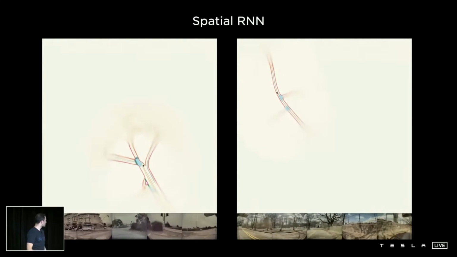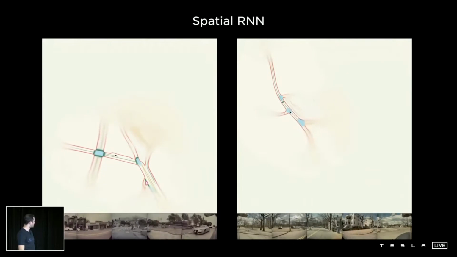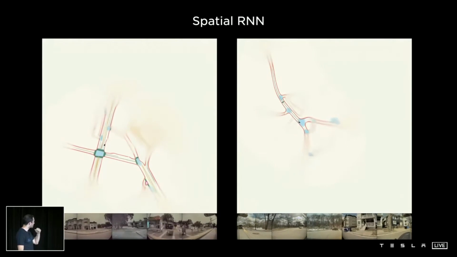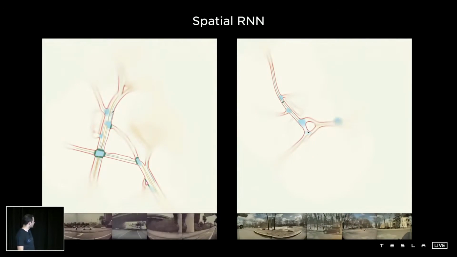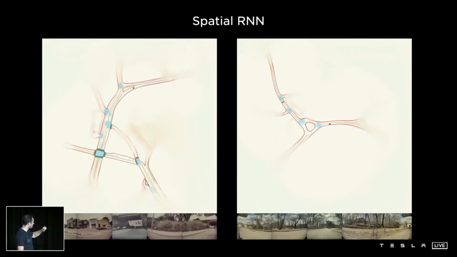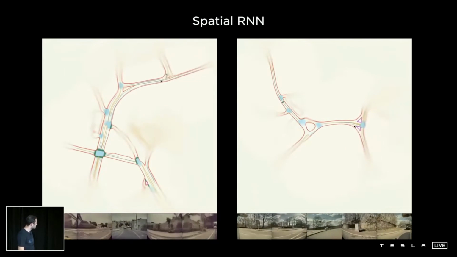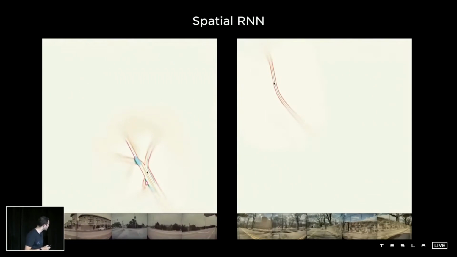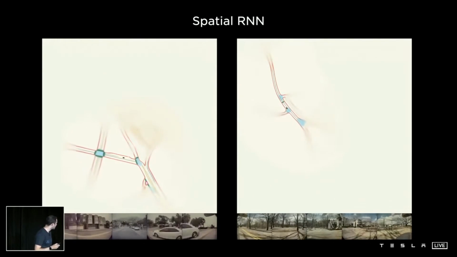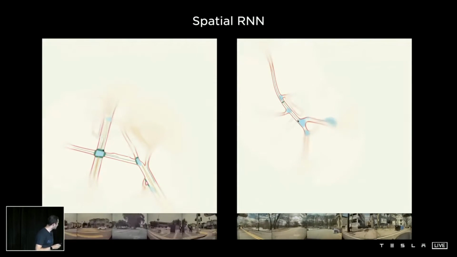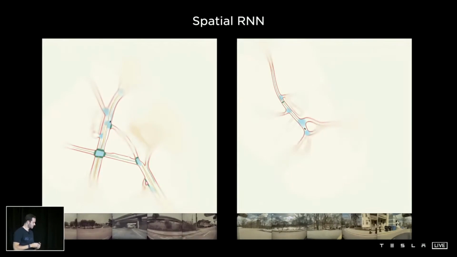Here's a few predictions that show what this looks like. So here we are making predictions about the road boundaries in red, intersection areas in blue, road centers, and so on. We're only showing a few of the predictions here just to keep the visualization clean. And yeah, this is done by the spatial RNN.